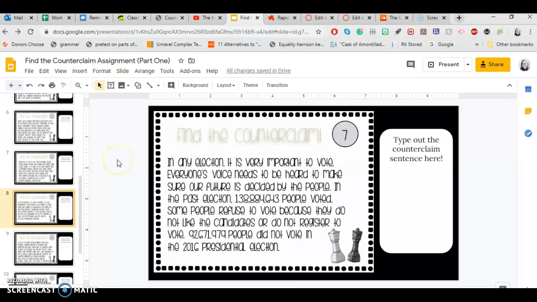Number 7. In any election, it is very important to vote. Everyone's voice needs to be heard to make sure our future is decided by the people. In the past election, 138,884,643 people voted. Some people refused to vote because they do not like the candidates or do not register to vote. 92,671,979 people did not vote in the 2016 presidential election.